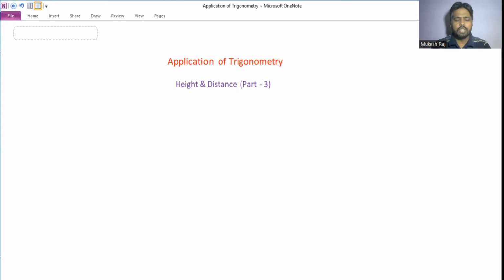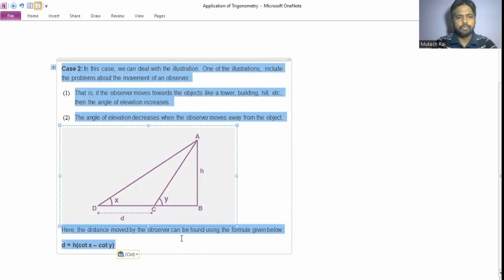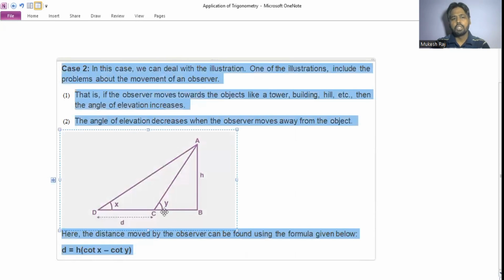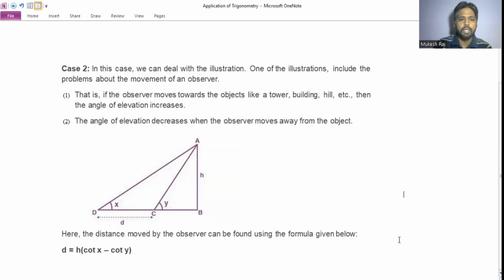Now let us discuss the second case, a very specific case where the object or the observer is continuously on the move. That means the observer can be moving towards the object, that is the cliff, the tower, or a very tall building.